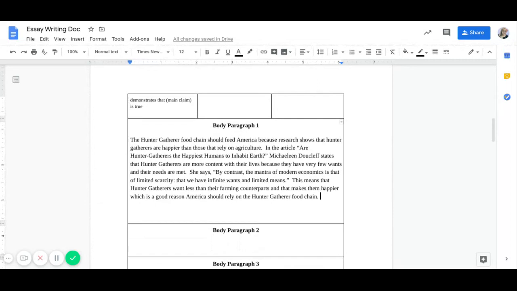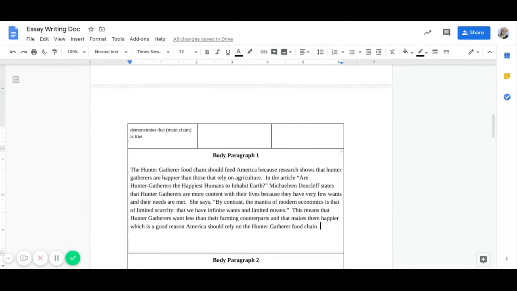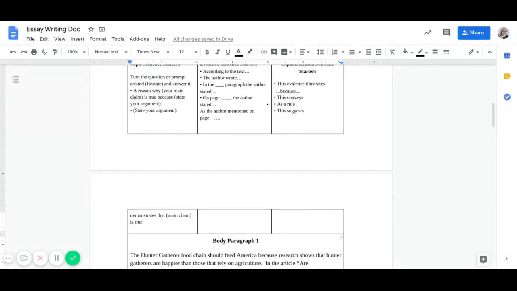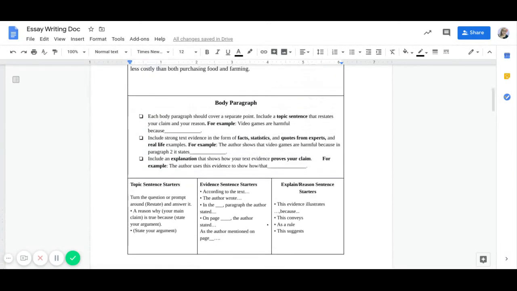We all want to be happy. That's what I'm proving in that body paragraph. And I did that using the exact format up here, and it was really simple. All I had to do was write my topic sentence, which I did, state my evidence, and then explain my evidence. So topic, evidence, explanation. It's so simple.